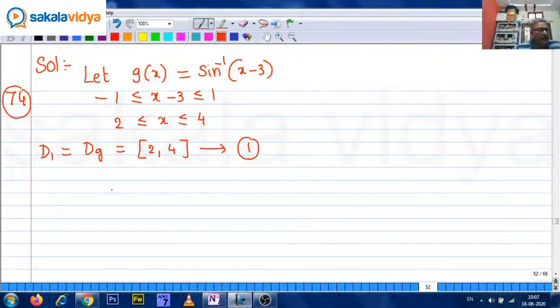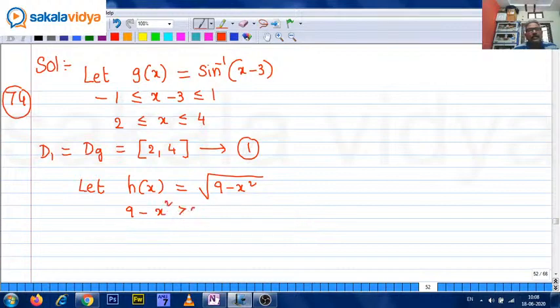Fine. Let h of x equal root of 9 minus x square. Directly also we can write, but one more thing you need to remember here. 9 minus x square should not be equal to 0 because zero division is not defined. That's why, to define this function, 9 minus x square should be greater than 0. That means x square minus 9 less than 0. X plus 3 into x minus 3 less than 0.